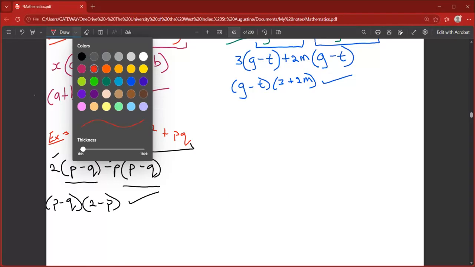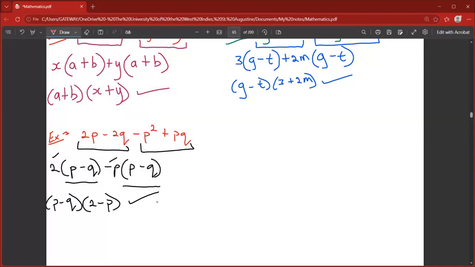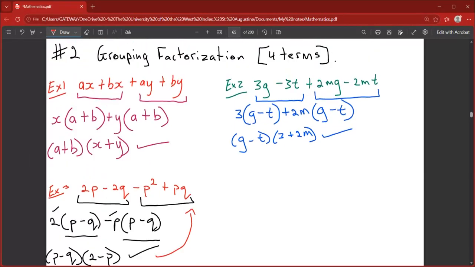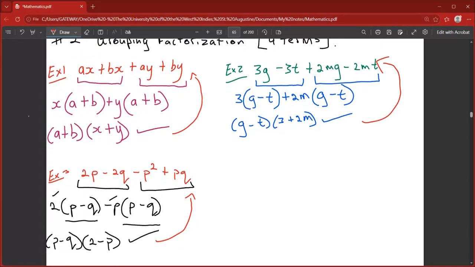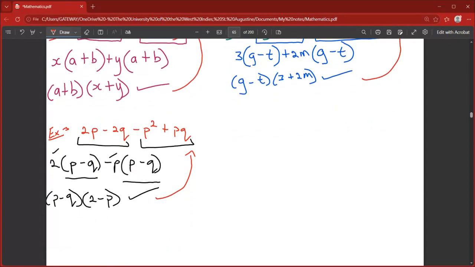If you expand this out, you will get back the same thing on top. Same thing with the highest common factor method. If you expand out your final answer, you'll get back the same original expression. But I'm not going to go in depth on that.